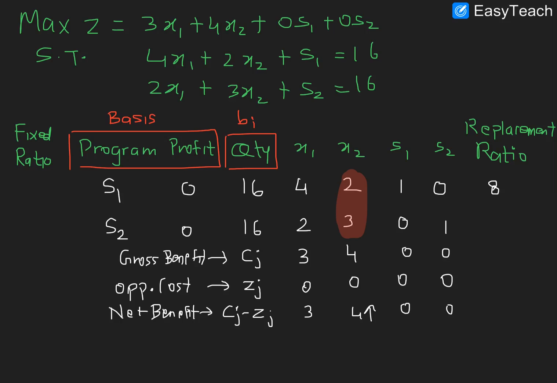Then with regards to S2, that's 16 by 3, because if I want to produce X2 by fully utilizing my labor hours, that's going to be 16 divided by 3. So what's the formula for the replacement ratio, by the way, guys? The formula is simply the quantity divided by the key column.